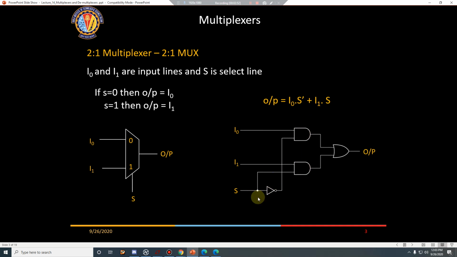So how can this be implemented? See, there are two AND gates, and you have an S out here. If S is equal to 0, this AND gate will be enabled. If S is equal to 1, this AND gate will be enabled. And then you have an output and you have an OR. So is this OR required? Can we just short these two AND outputs and take an output? Anybody? Is this OR gate required? Can we do away with this OR gate and take the output just like that?